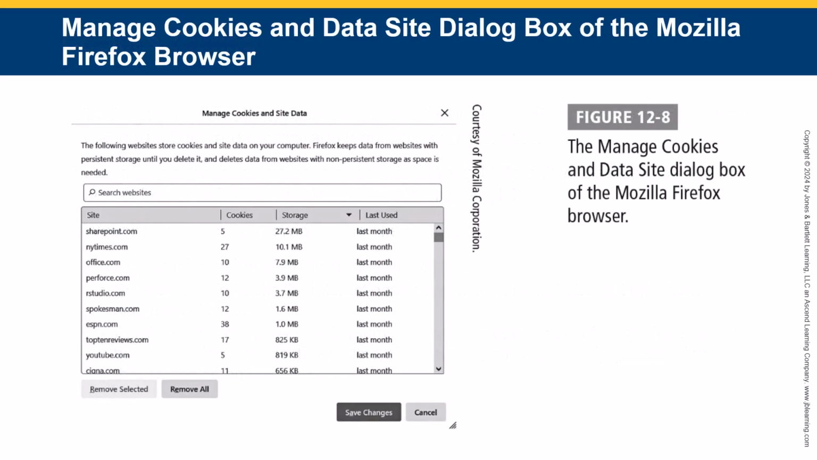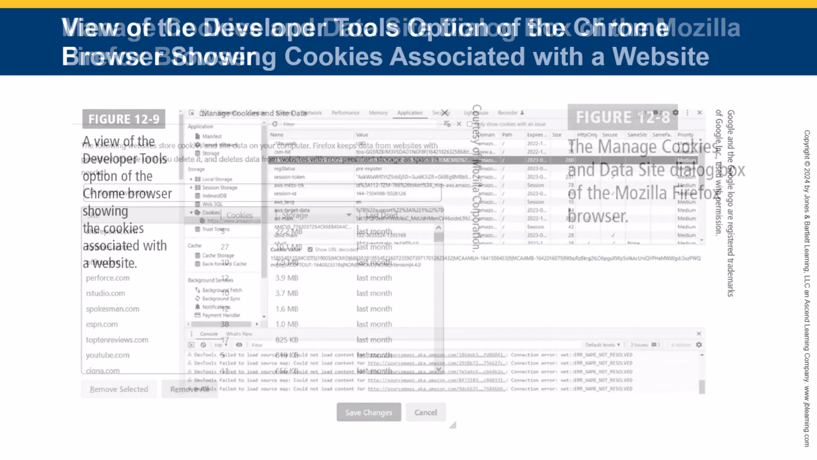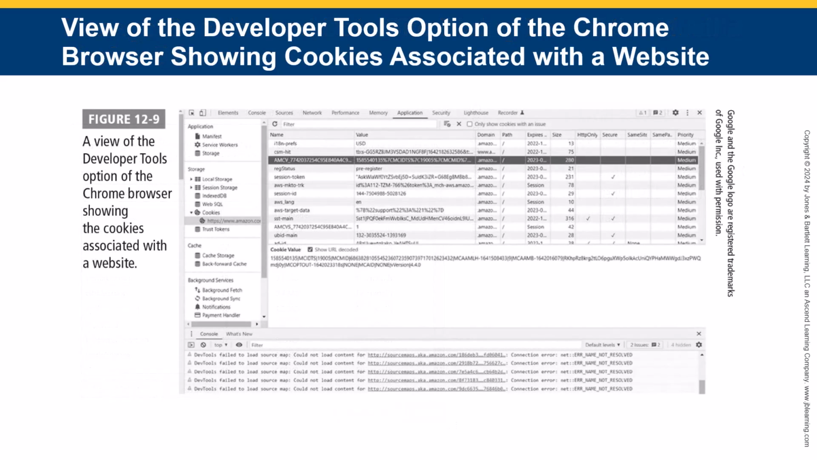Some browsers, like Mozilla, do have the ability to manage cookies and data sites, and this is an example of a managed cookie and data site pop-up from Firefox, essentially. To view the developer tool options in Chrome browser, you should also look at showing cookies associated with the website, so you could use the development tool.